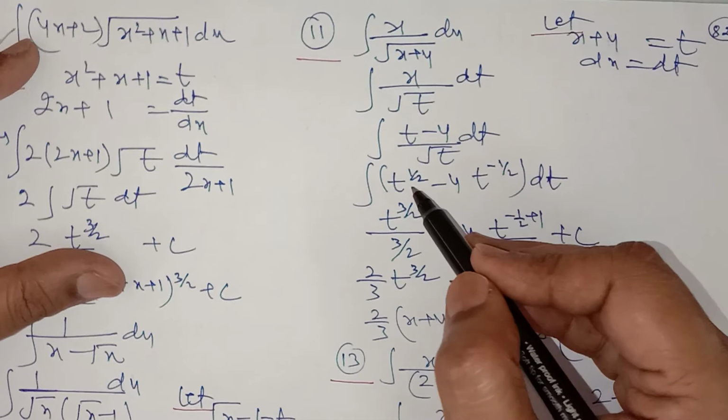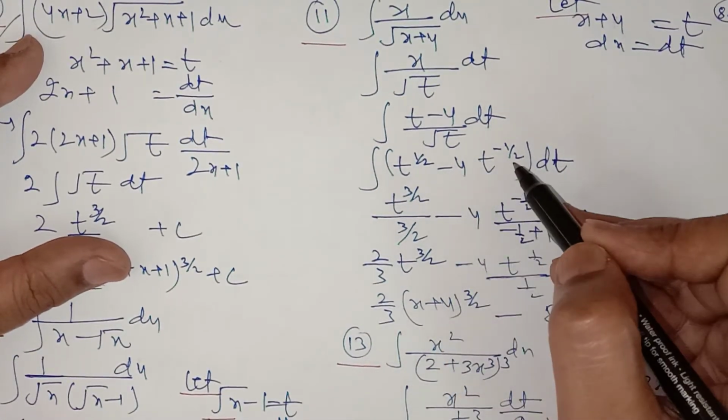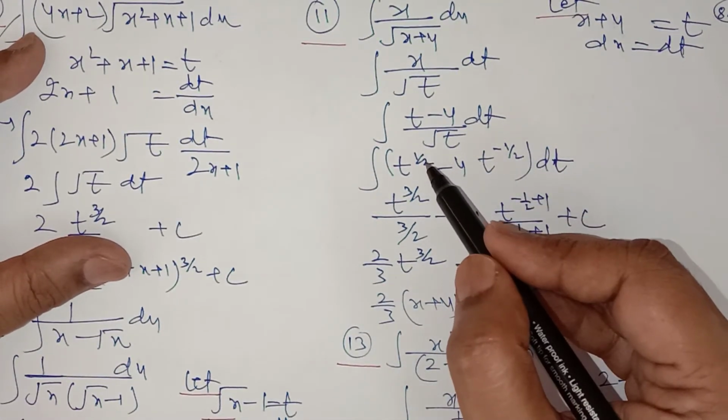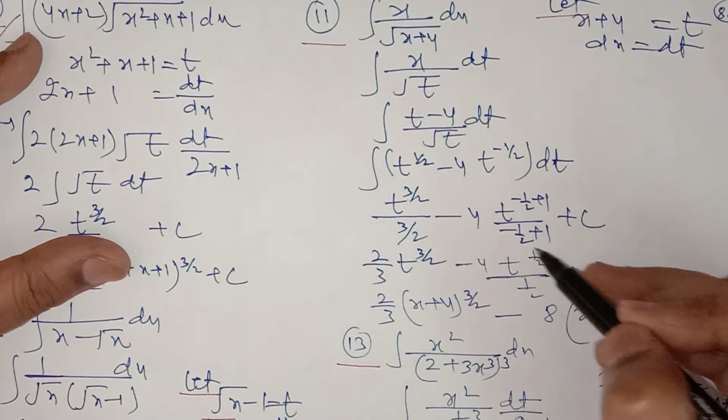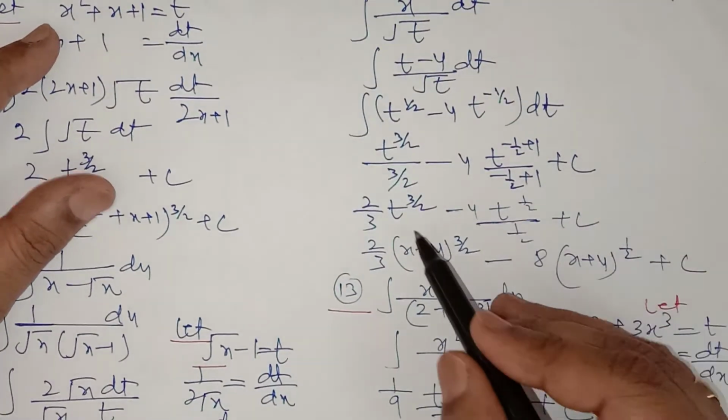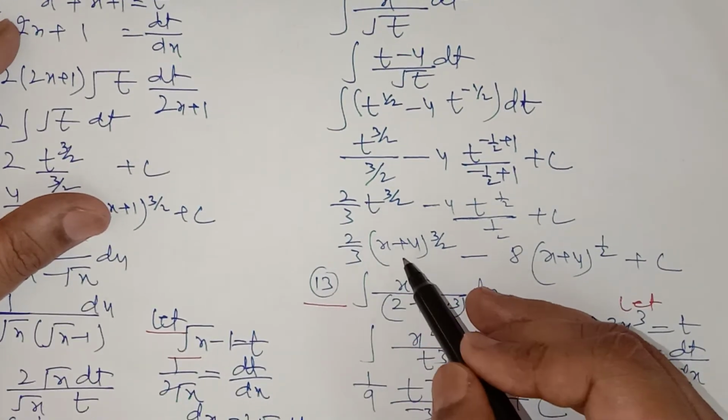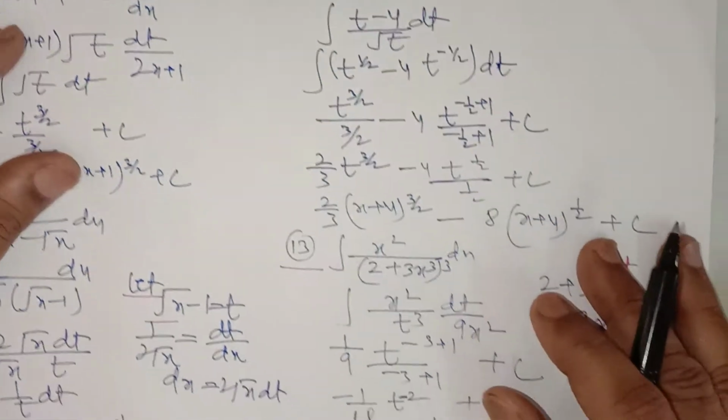Break into two terms. You know how to integrate t to the power half and t to the power minus half using the formula t to the power n plus 1 upon n plus 1. After that, you replace the value of t, which is equal to x plus 4.